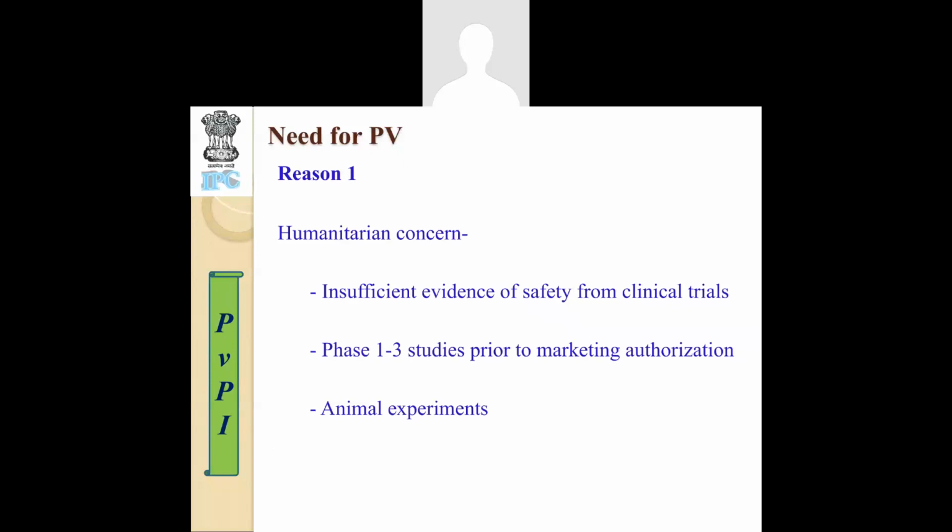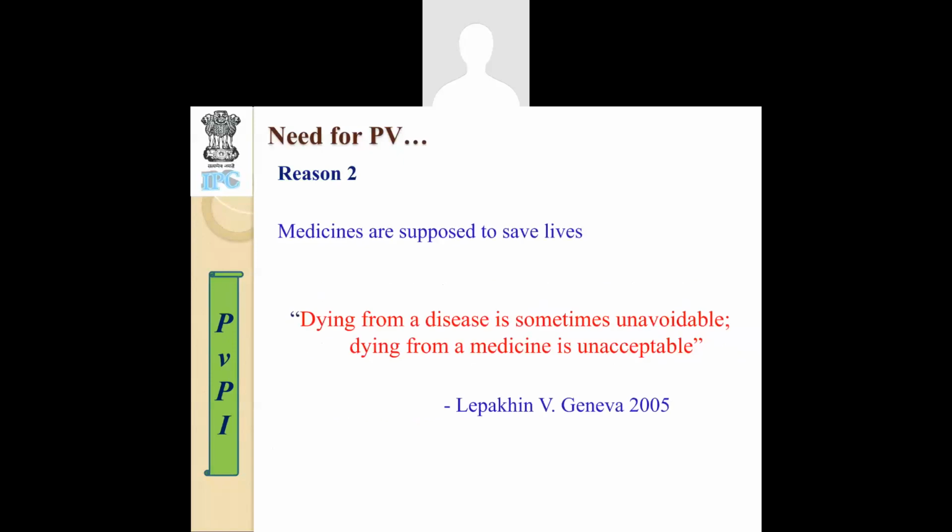Coming to reason 2, medicines are supposed to save lives, right? So diphtheria antitoxin was given. What happened? 13 children died. And after that, sulfanilamide elixir was given. 105 died. So it should not produce such incidences. Dying from a disease is sometimes unavoidable.